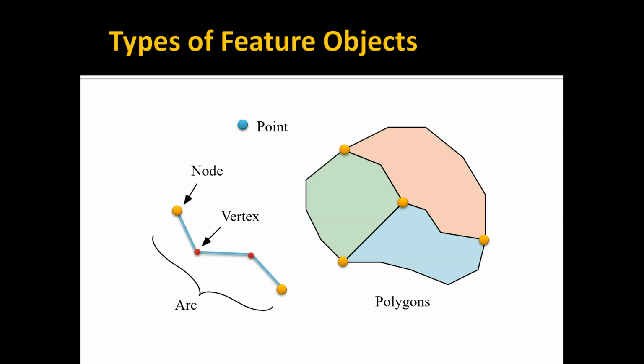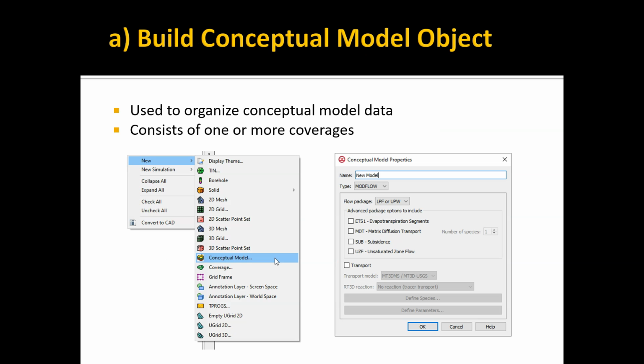So let's talk about, now we're going to break down building a conceptual model to a series of individual steps, and we're going to start out at this level. First of all, you need to build a conceptual model object, and again, this is used to organize your conceptual model data, and it consists of one or more layers of information, which we call coverages. Each individual coverage is a set of points, lines, and polygons.